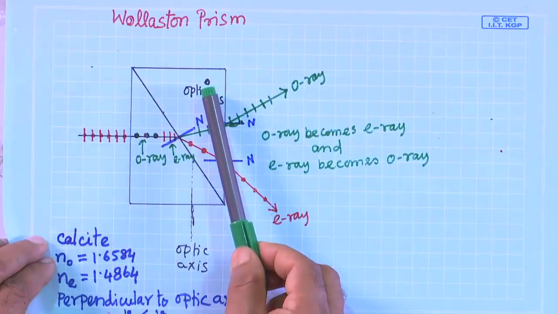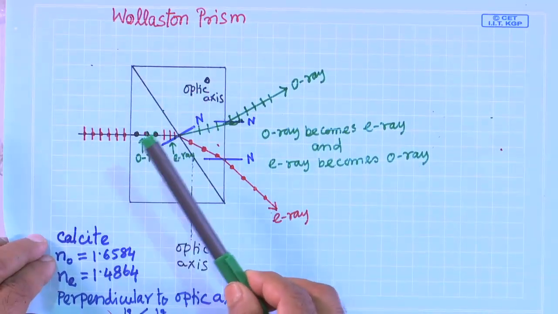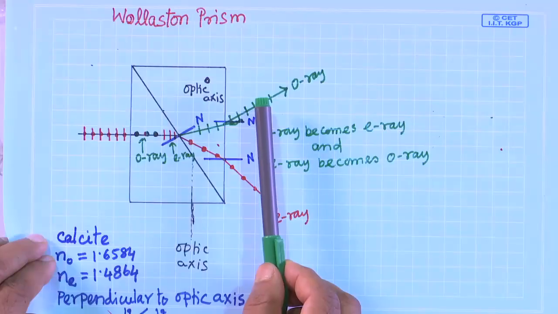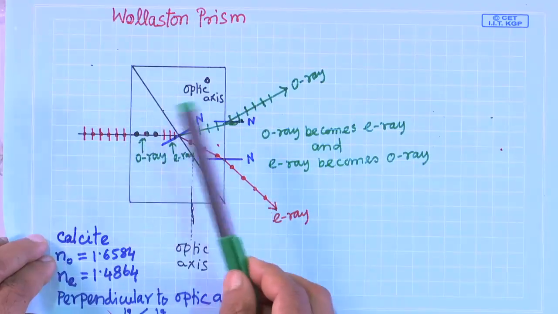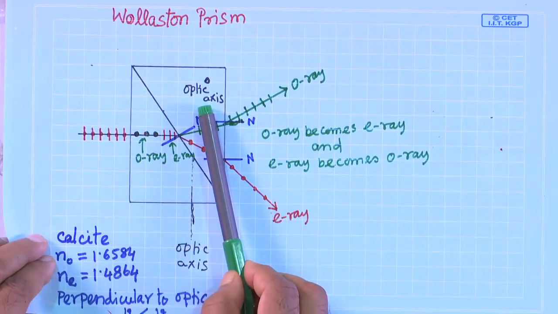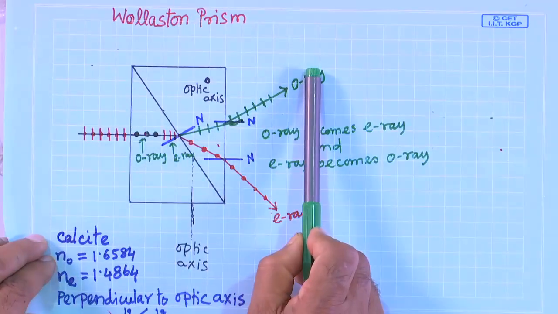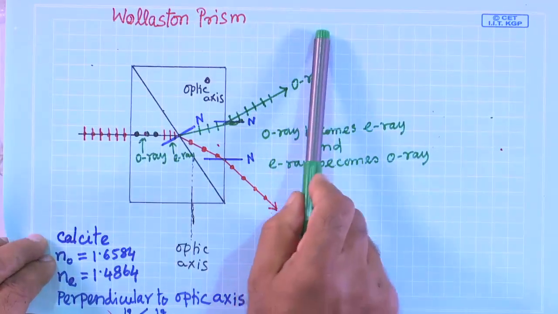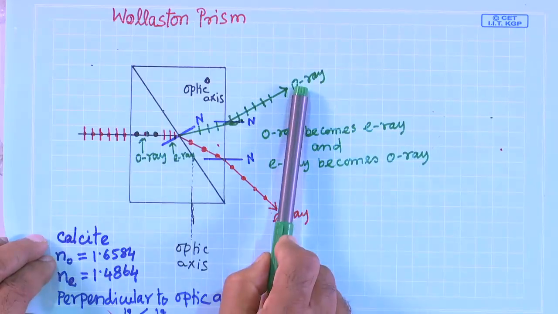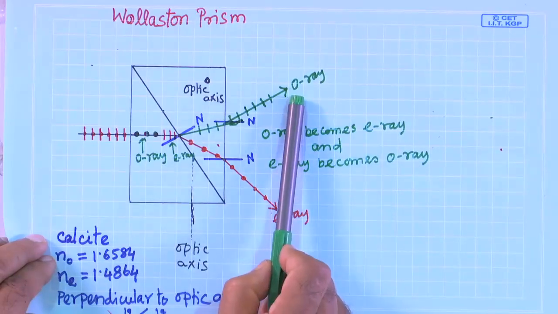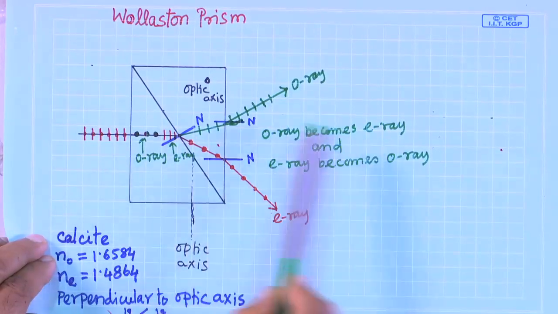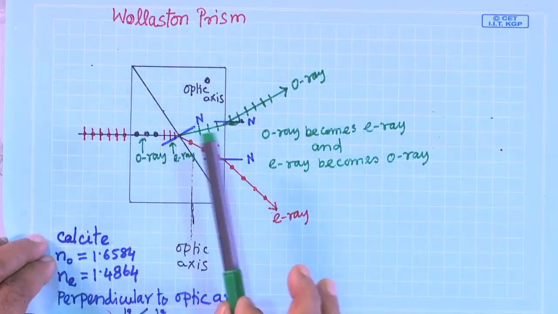So, in the other half the refractive index will just be exchanged, and you will get this type of refraction. They are more well separated than in the Rochon prism, where it was going directly. So, this is called the Wollaston prism.